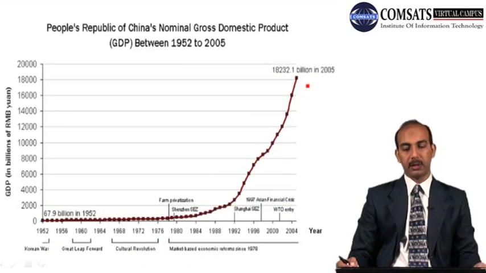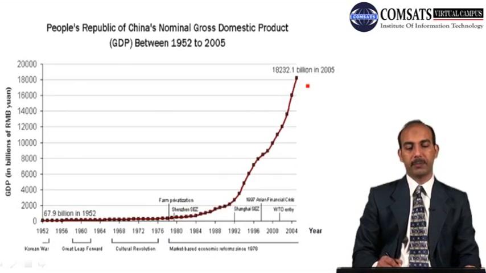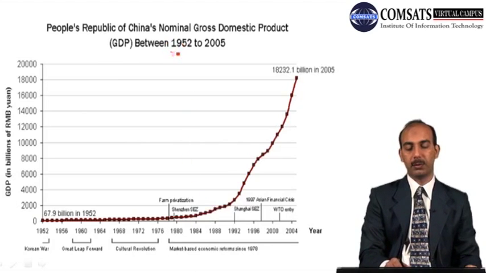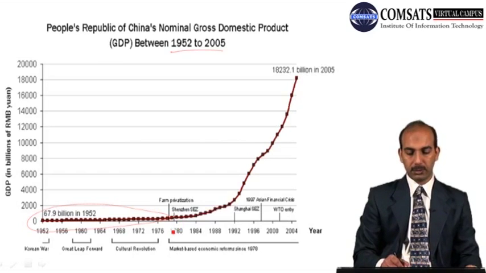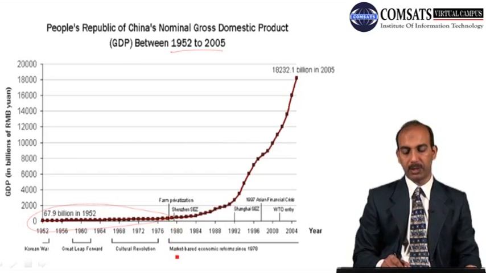And we have the example of China also: the People's Republic of China's nominal gross domestic product between 1952 and 2005. We can see here that from 1952 until 1980, it remained almost the same. It was very low, touching zero. And then from 1978 actually, the market-based economic reforms started, and gradually their GDP started increasing. And now it is increasing at an exponential pace.